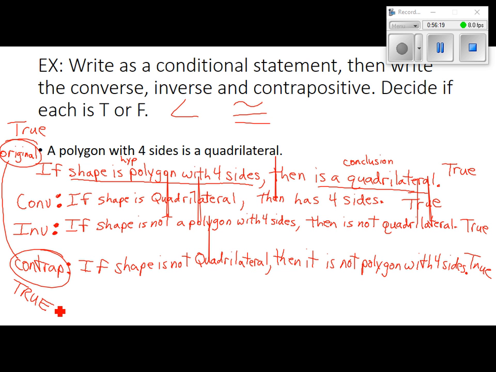It's kinda like a double negative. Huh? Contrapositive is kinda like a double negative.